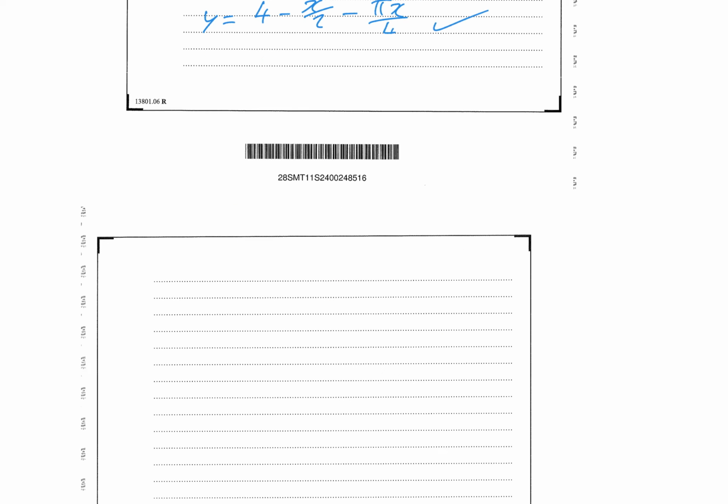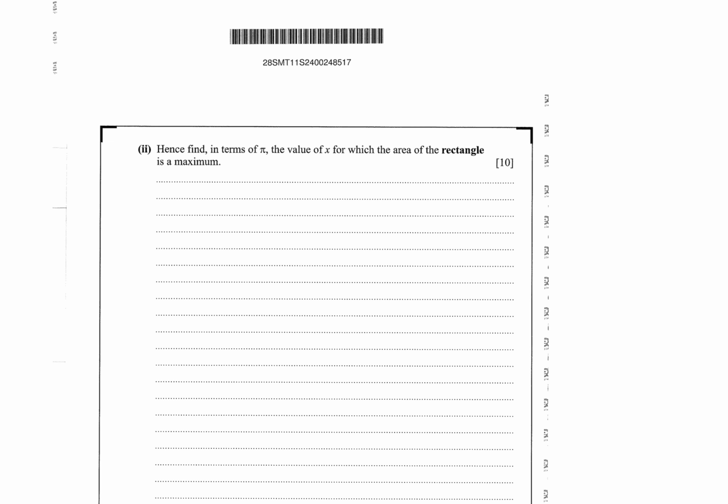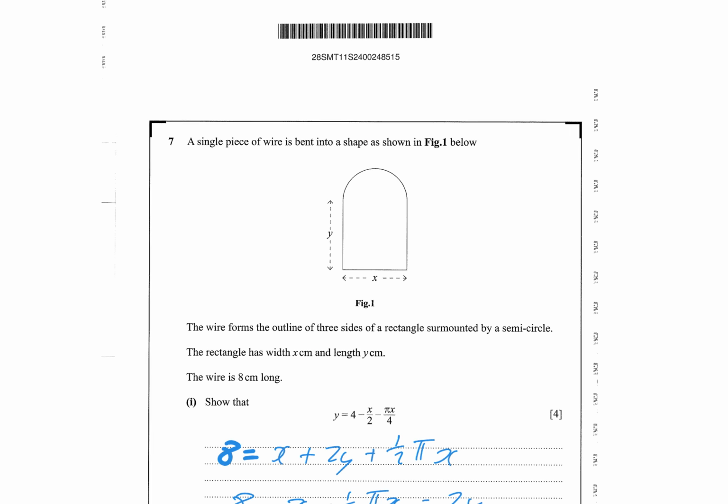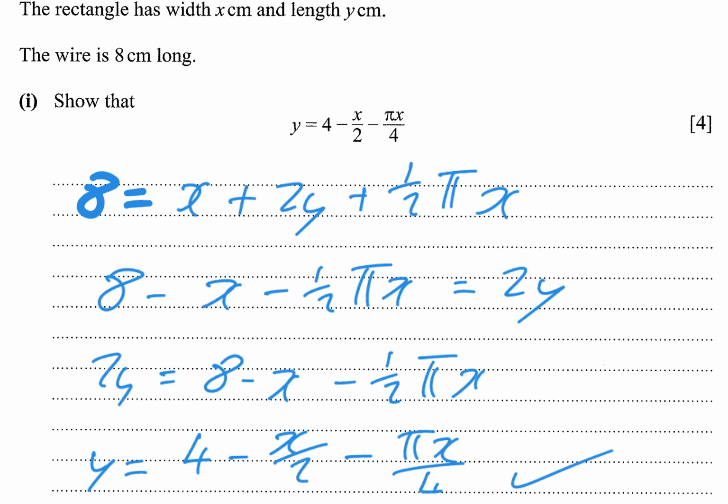The next part says, hence find in terms of pi the value of x for which the area of the rectangle is maximum. Okay, so I think this threw a few people here. It was the value of x for which the rectangle area is maximum. Now the rectangle is just this. We want to find the area of this, and the area of this thing is just going to be xy. So that's really what we're looking for here.